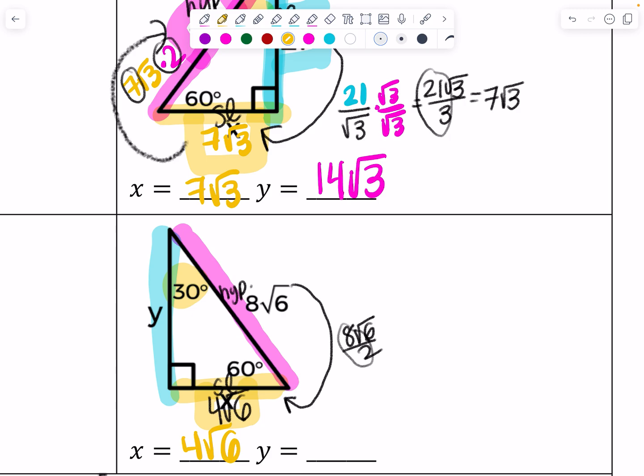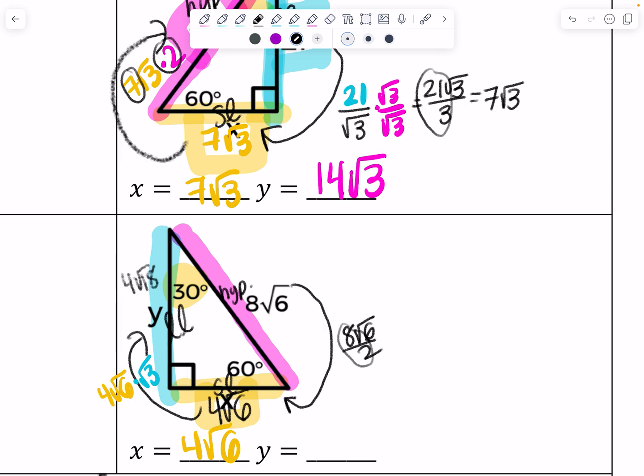Why does knowing 4 root 6 help me find y? Because if I have my short leg, to get to my long leg, I'm going to multiply by the square root of 3. It's getting bigger, so I multiply. So I take the yellow, the current yellow, which doesn't look very pretty. It's 4 root 6. I'm not going to be afraid of that. And I'm going to multiply that by a factor of root 3. What does that become? This is where it gets a little bit trickier. That becomes 4 root 18.